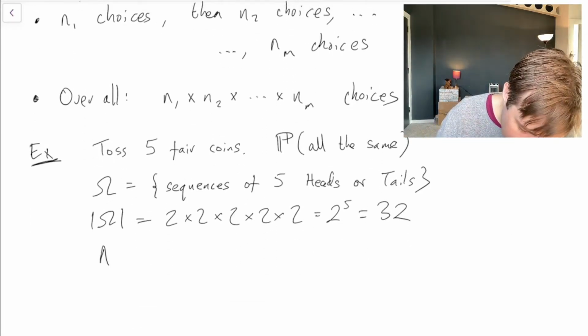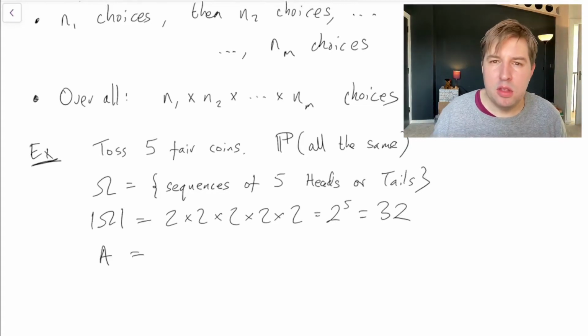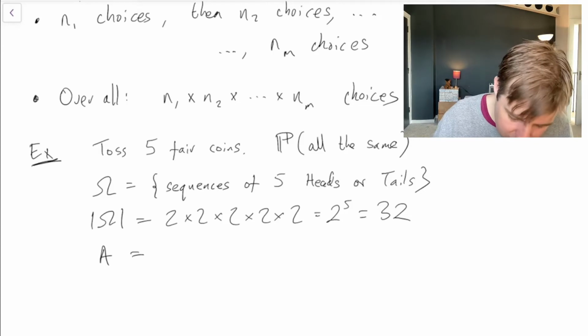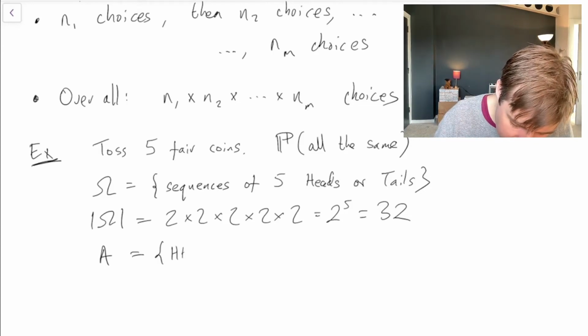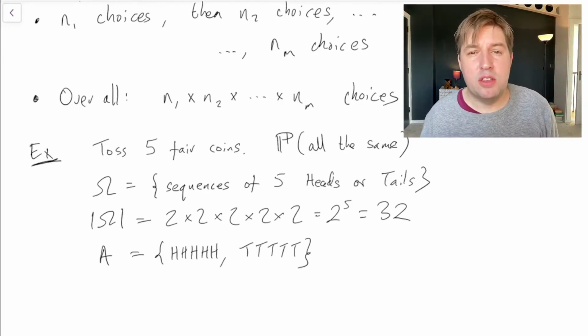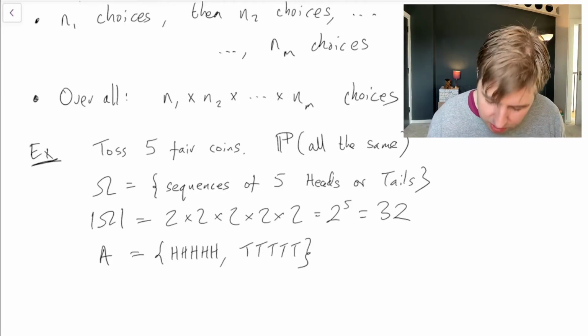What about this event A, that all the coins are the same? How many possibilities are there? Well, one possibility is that they're all heads: head, head, head, head, head, and one possibility is that they're all tails. Those are the only ways that all 5 coins can have the same outcome.